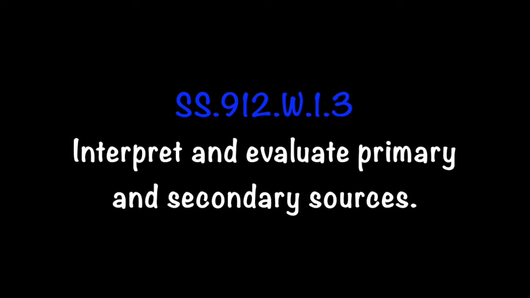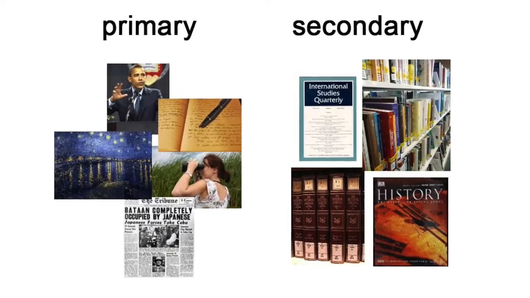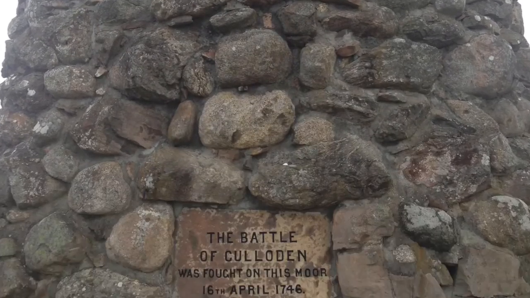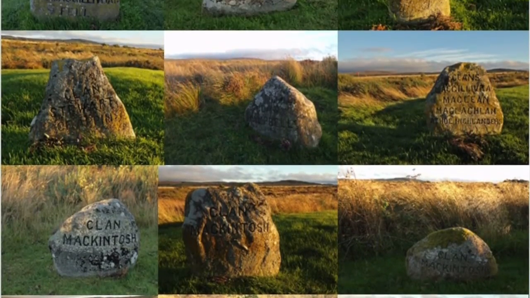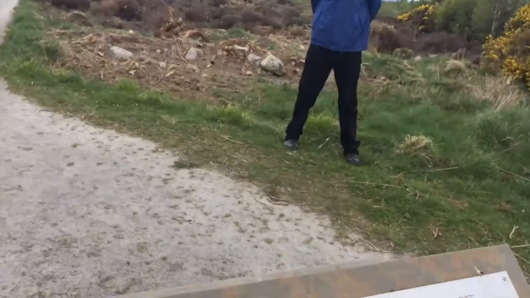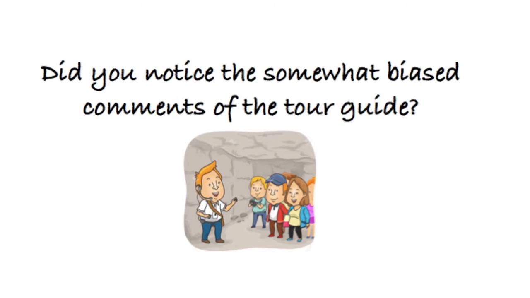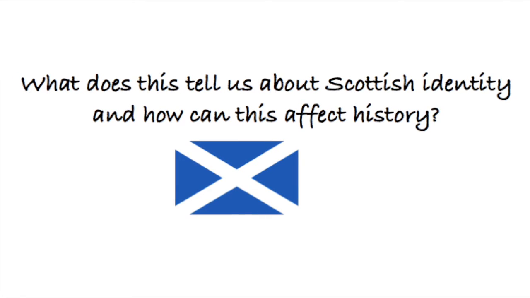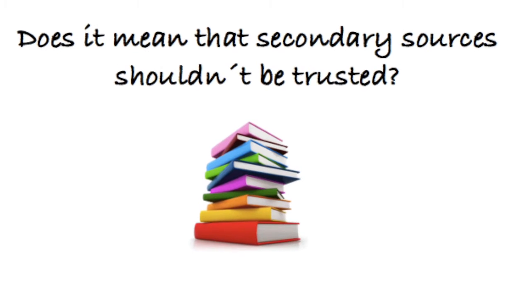Finally, the fifth standard asks you to interpret and evaluate primary and secondary sources, which is a skill you have been practicing for a while now. As you might have realized, the virtual field trip was created using both primary and secondary sources, with the artifacts located at the site being the original pieces of information created during the time under study. By going through each module, you have been able to compare and contrast the kind of information conveyed by these different sources. Did you notice the somewhat biased comments of the tour guide? What does this tell us about Scottish identity, and how can this affect history? Does it mean that secondary sources shouldn't be trusted?